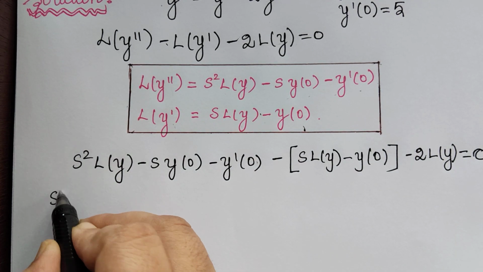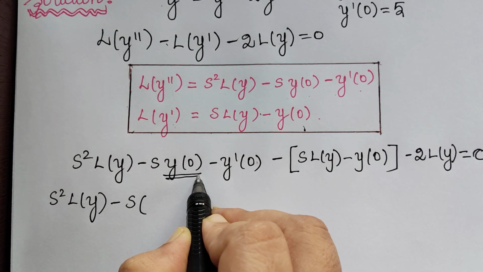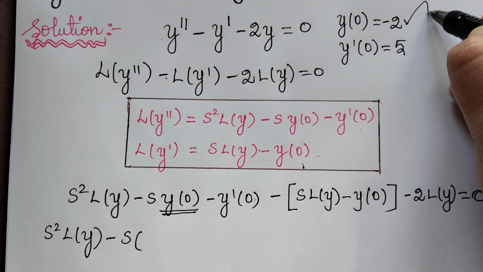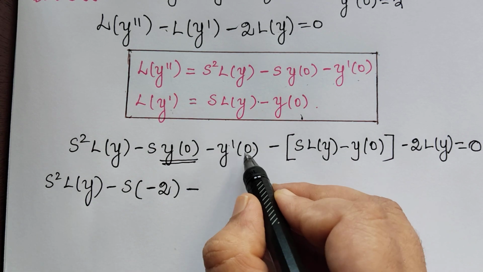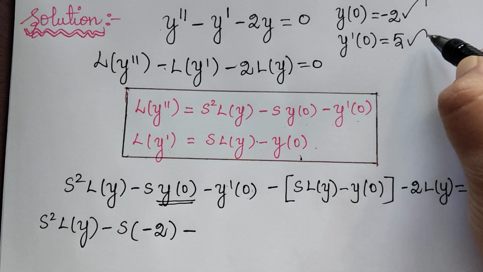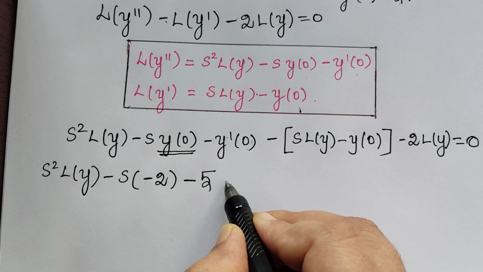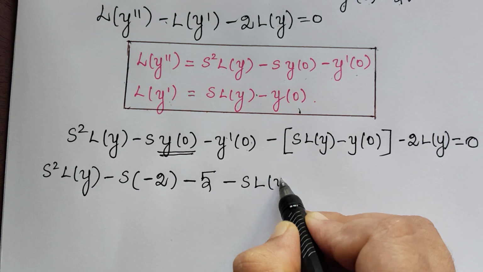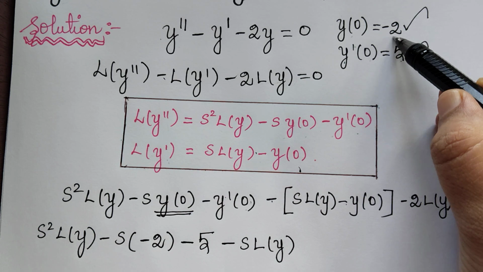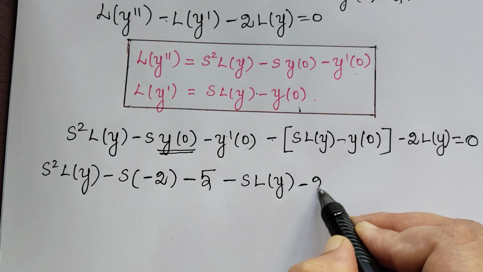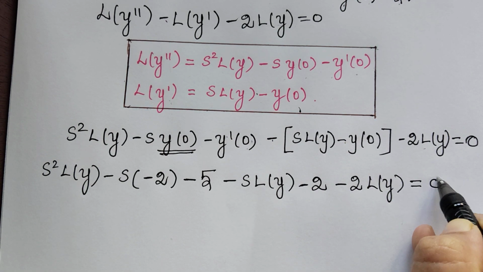Now s squared L of y minus s multiplied with what is y of 0? From the question it is given as minus 2. So let us substitute that. So minus 2, minus y dash of 0. From the question it is given as 5. Because y dash of 0 is given as 5, we have to write 5 over here. Minus s into L of y. And then minus into minus is plus. But what is y of 0? It is minus 2. So we have to write minus 2. Minus 2 into L of y is equal to 0.